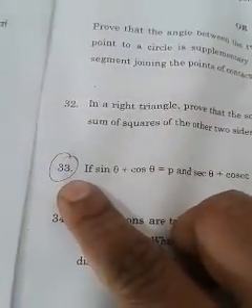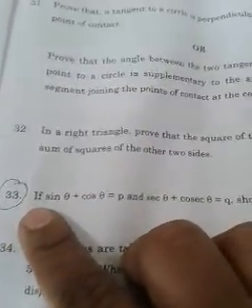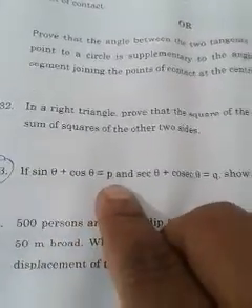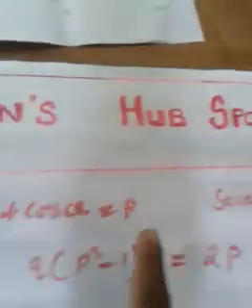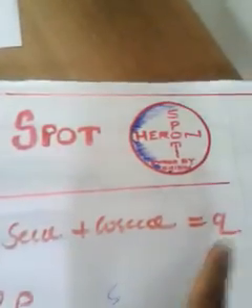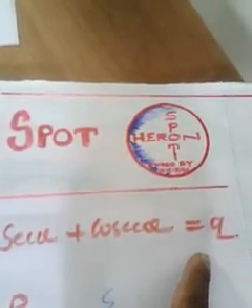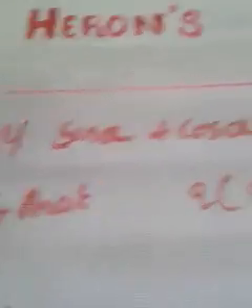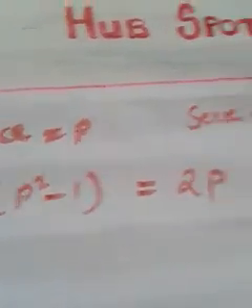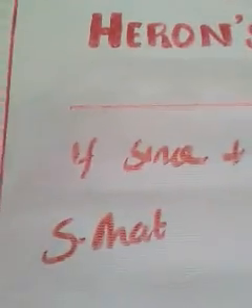Next question is question number 33 from Introduction to Trigonometry, that comes under section C. If sin theta plus cos theta is equal to P, and sec theta plus cosec theta is equal to Q, what we have to prove? We have to show that Q into (P square minus 1) is equal to 2P. Once again, I am repeating the question.